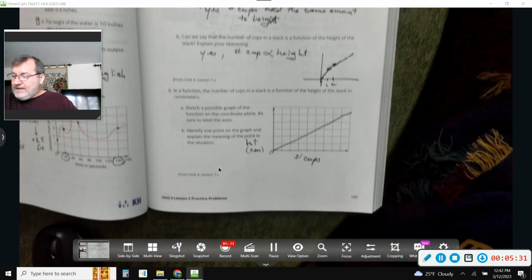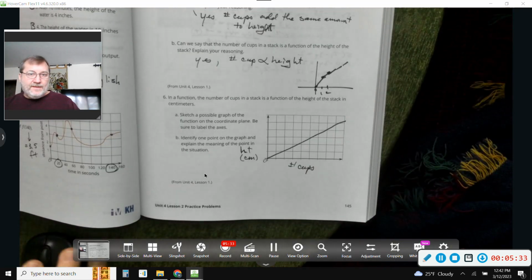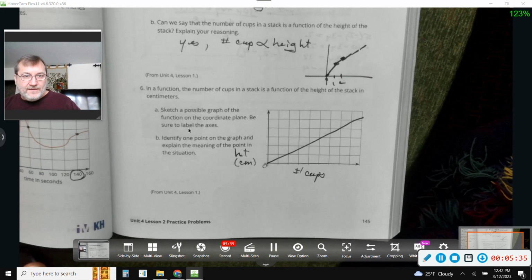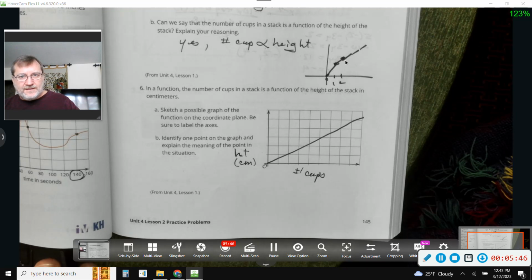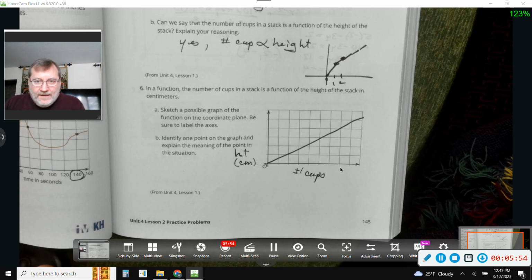Number 6, in a function, the number of cups in a stack is a function of height of the stack. Sketch a possible graph. It should look something like that. It could look like this, where it just jumps up all of a sudden. The height is 0 when you start out, and then it's just a steady stack. Or it could be, depending on where you start your measuring, something like this. As the number of cups increase, the height increases.